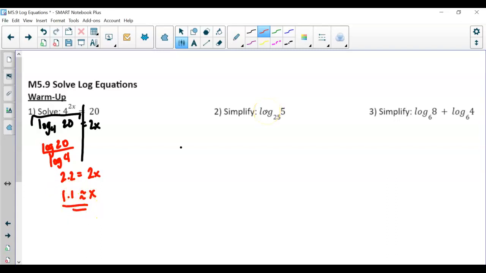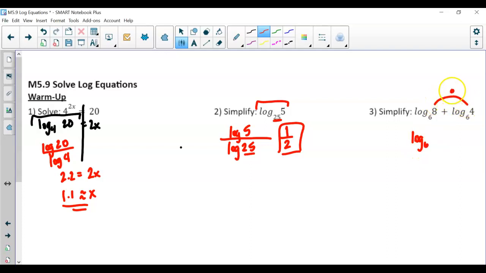Then here, this is just a review on change of base. Now notice though, this is log 5 divided by log 25 because the base needs to go in the bottom, and you get 1/2. Then here, you're not adding, right? So you're not going to get log base 6 of 12 when condensing. Remember, adding meant multiplying. So this is log base 6 of 32. So now change of base, you have log of 32 divided by log 6, and you get approximately 1.9.